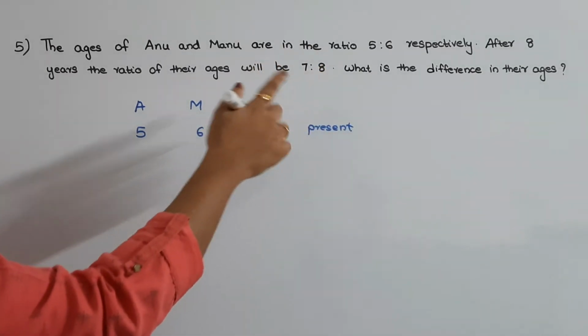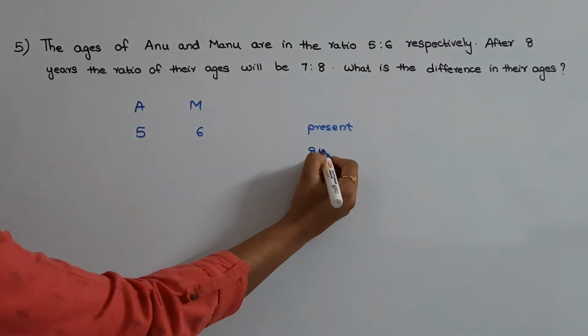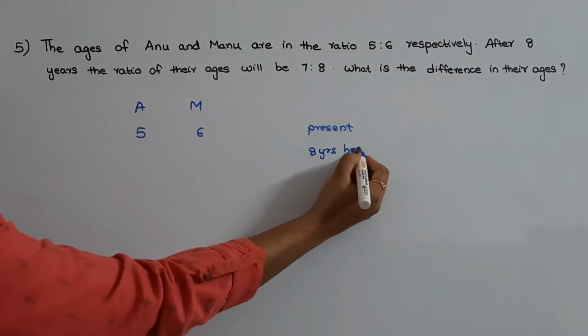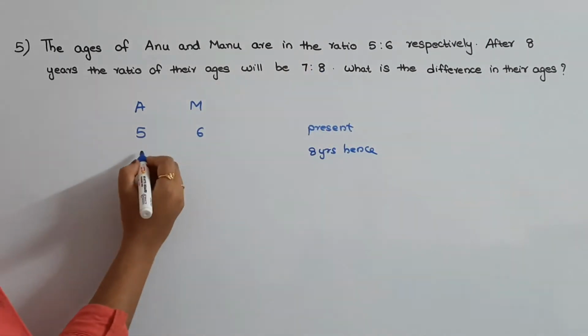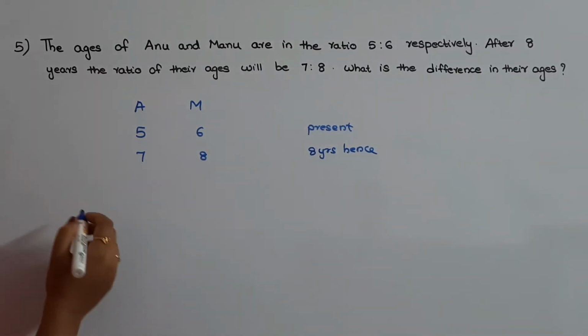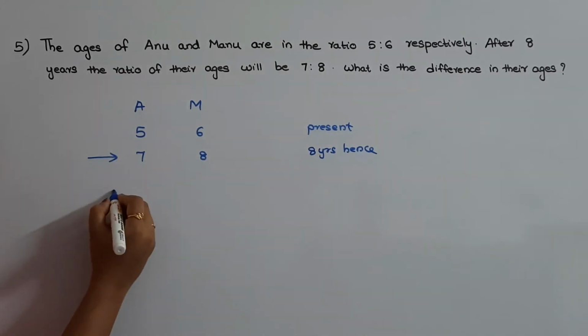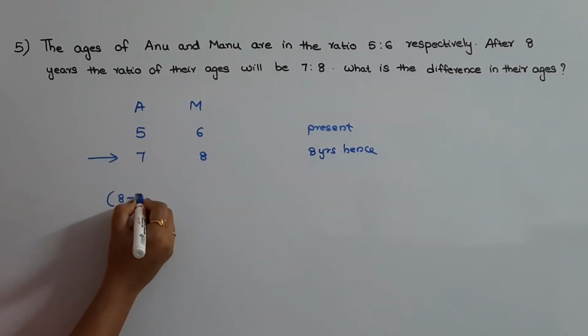Then they have given the ratio of their ages after 8 years. So 8 years hence, the ratio of their ages is given as 7 is to 8. We need to find the difference in their ages. So here in the numerator, let us take the difference of this ratio. That is, I am taking the difference of 8 and 7.